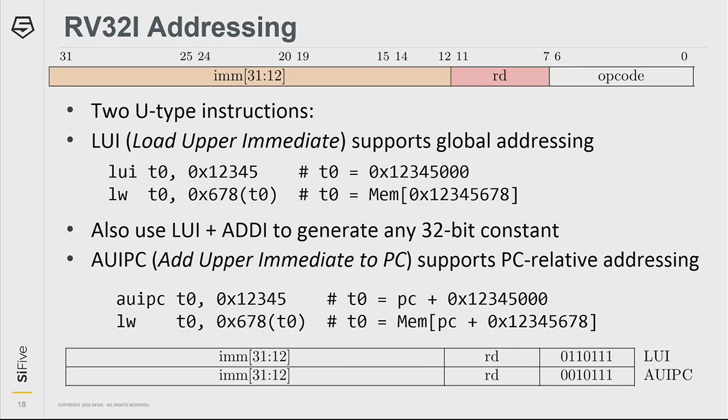If you just want to generate a constant like ABCDEF12 in a register, then you use a LUI to load the upper 20 bits of that and an add immediate instruction to add in the lower 12. So AUIPC is a little bit of an oddball here.